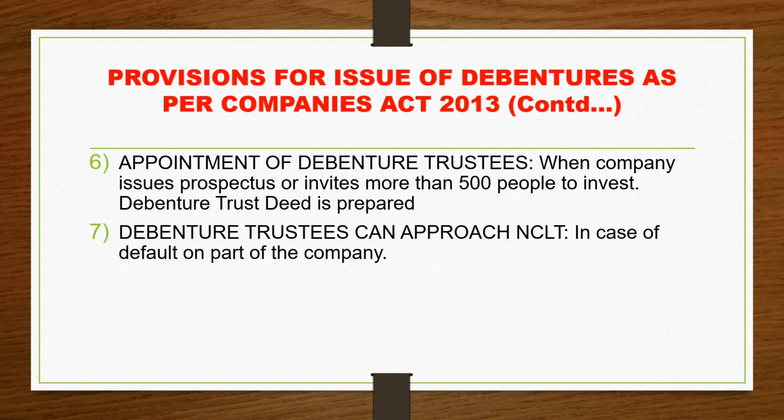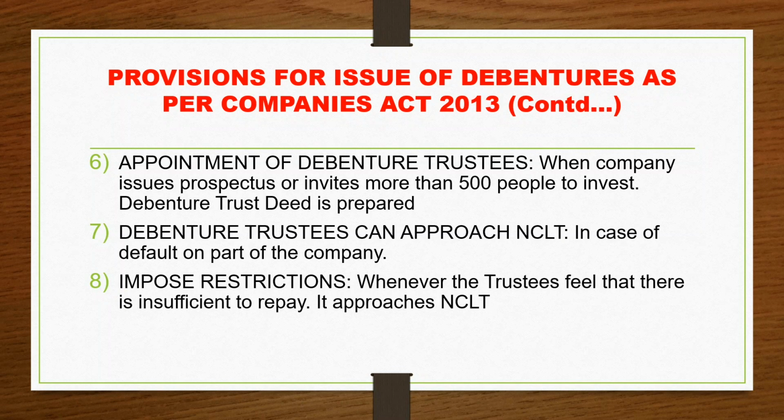Debenture trustees can approach the NCLT, that is, the National Company Law Tribunal. If the company is unable to repay the debentures, the trustees can approach the NCLT, and if the company defaults in repayment of the principal amount and the interest, the NCLT looks into the matter and directs the company to repay the principal amount or interest. If they are unable to repay, the company may be closed down and the repayment will be done.